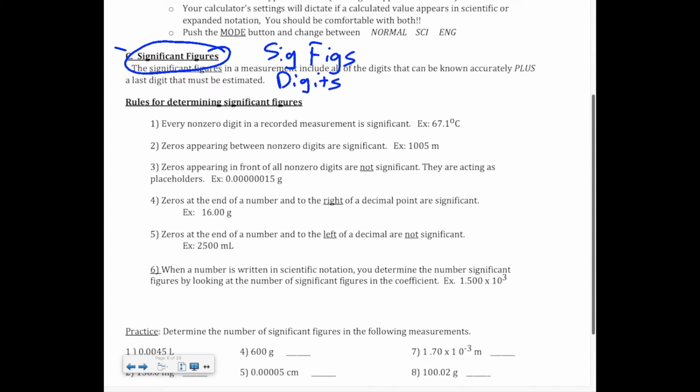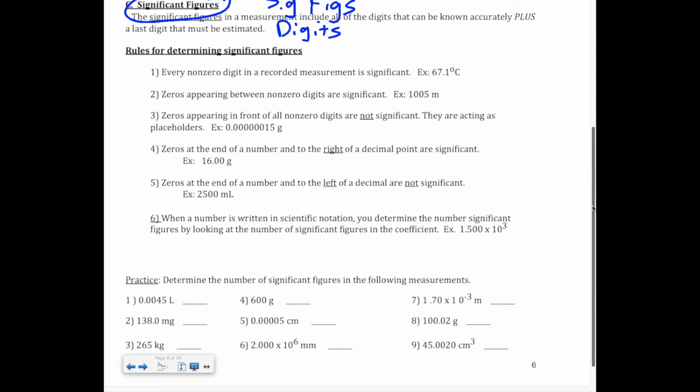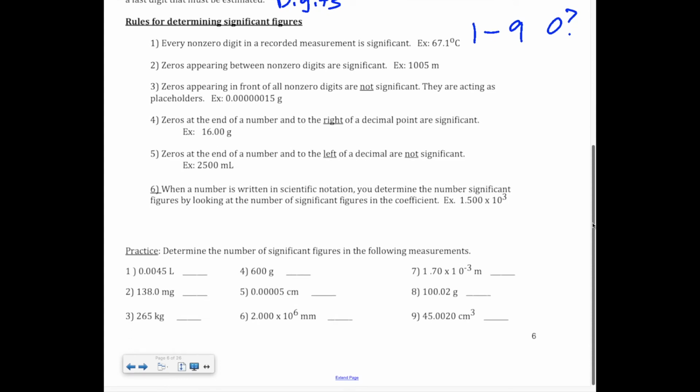Now, digits, we're talking about the actual placement of the number. Not the value of the number really, but the placement of the number is kind of what we're looking at. So for rule number 1, every non-zero digit in a recorded measurement is significant. So that is digits 1 through 9 are always significant. So that's 1, 2, 3, 4, 5, 6, 7, 8, 9. Every digit between 1 and 9 is significant. So it's just the zeros that are the question mark. All right. So moving on, that's what all the other rules take care of.